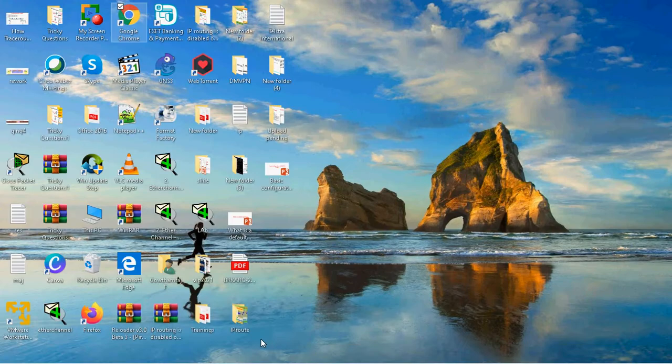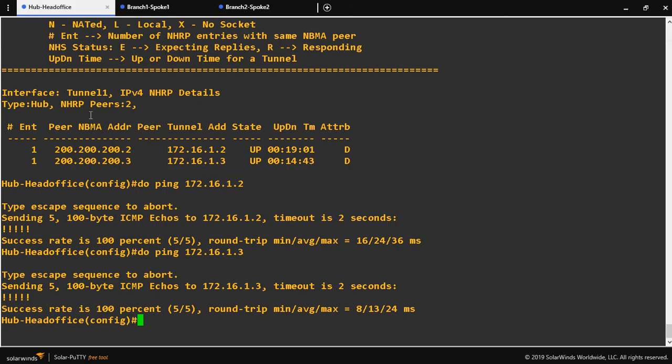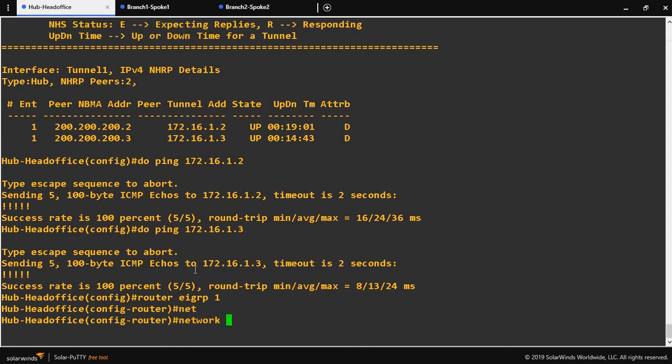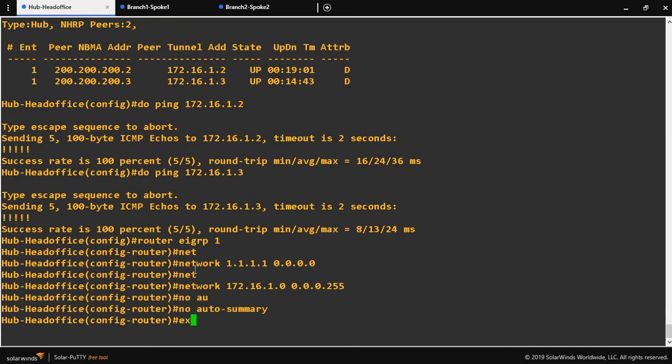Okay, so now we are going to configure the EIGRP routing protocol with the AS number 1. First I have to go to the hub router, configure router EIGRP, and the AS number is 1. Next, the network is the loopback network 1.1.1.1. Next, the overlay network, that is the tunnel network, 172.16.1.0, and the corresponding wildcard mask I am typing here. Next, no auto-summary, exit.